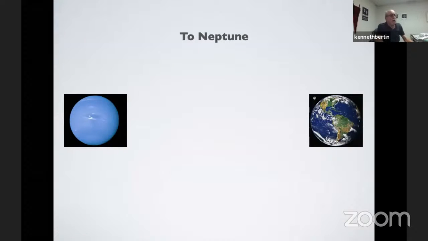Now we're going to drive to the farthest planet in the solar system. We're going to drive to Neptune. And driving to Neptune is, of course, farther than the sun. It is going to take us 5,133 years to get to Neptune. So you better get your car souped up to do that.